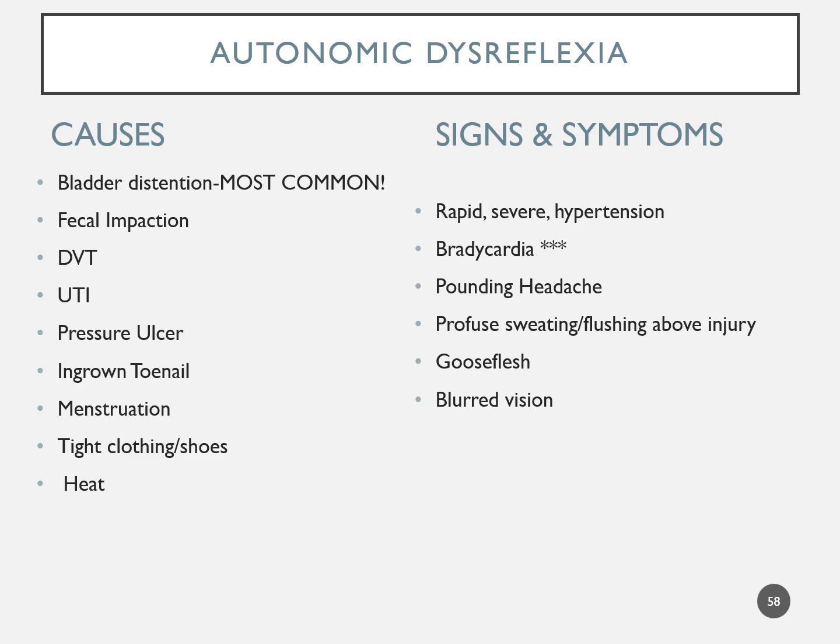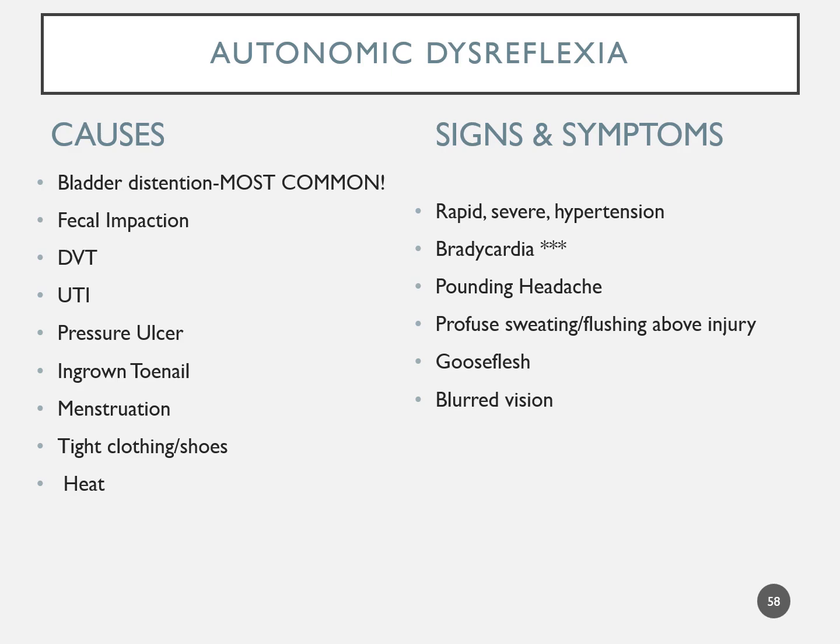It can be a DVT, urinary tract infection. The patient can have a pressure ulcer. It can be maybe the patient is laying on a wrinkle in the bed sheet, and that can cause it. An ingrown toenail, menstruation for women. If clothing is too tight or their shoes are too tight. I had a patient one time that the family put sneakers on the patient and the shoes were too tight. It can be heat or cold. Maybe the patient is sitting near a heating vent or near an air conditioner, and they can't feel that their body is feeling this aggravated heat or cold, but it's sending that reflex.